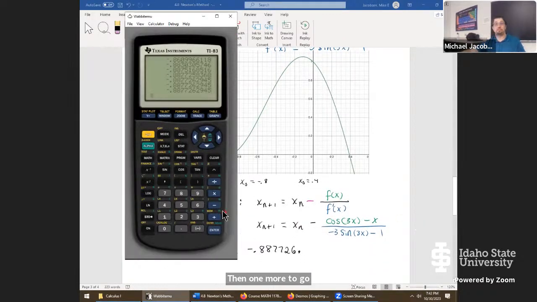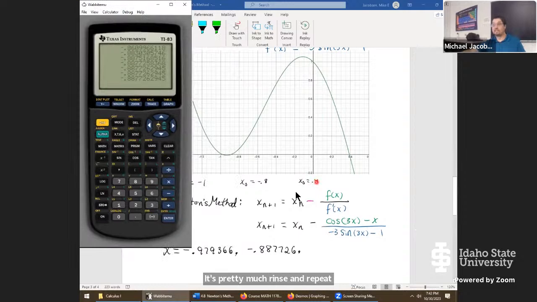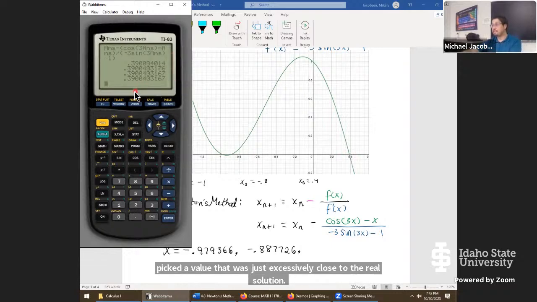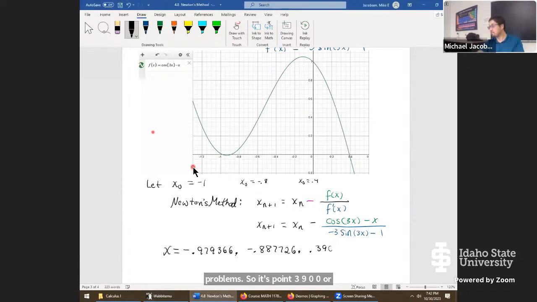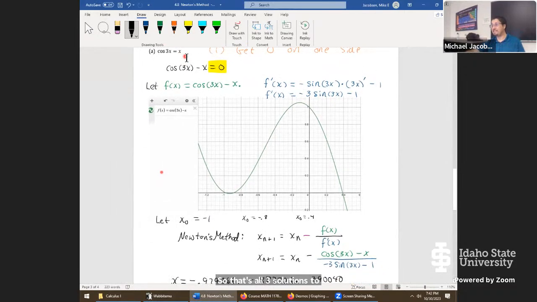It's pretty much rinse and repeat at this point. I'll plug in 0.4. Second enter again. Then a bunch of enters as necessary. And notice how fast this one went. In 4 iterations, it's repeating. That's because we picked a value that was just excessively close to the real solution. That's a good strategy always to try to take on these problems. So it's 0.390040. So that's all 3 solutions to this really, really strange equation up above right here.